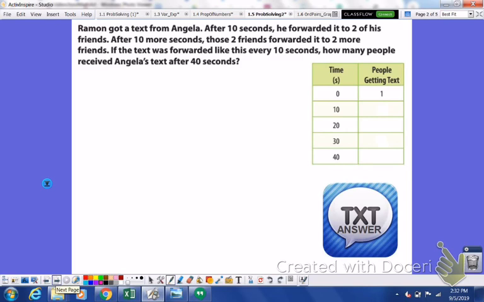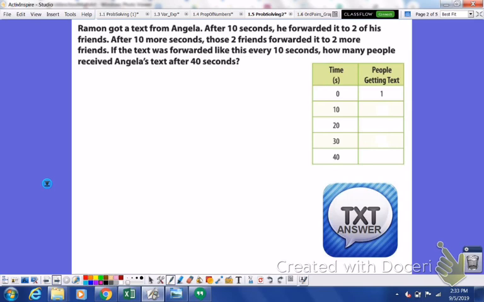So looking at this first problem, Raymond got a text from Angela. After 10 seconds, he forwarded it to 2 of his friends. After 10 more seconds, those 2 friends forwarded it to 2 more friends. If the text was forwarded like this every 10 seconds, how many people received Angela's text after 40 seconds?